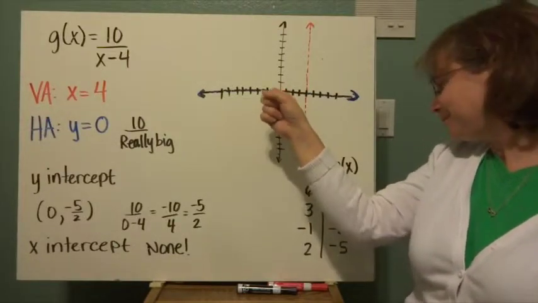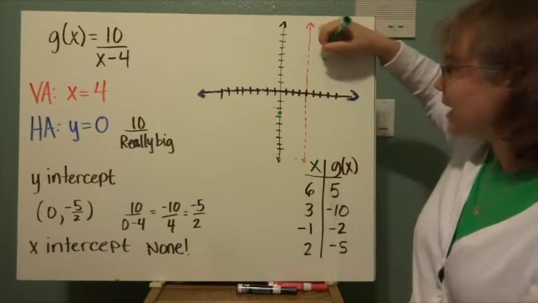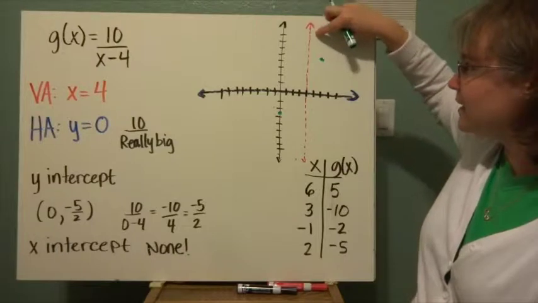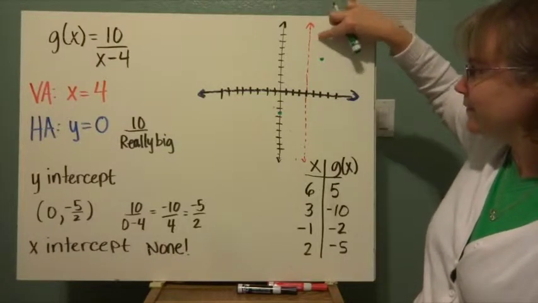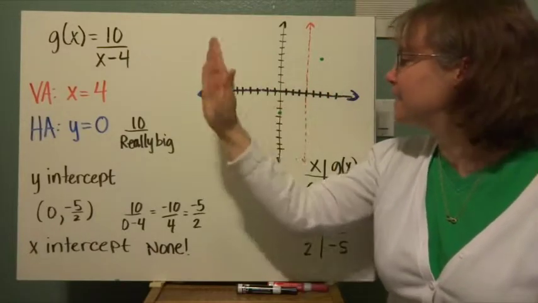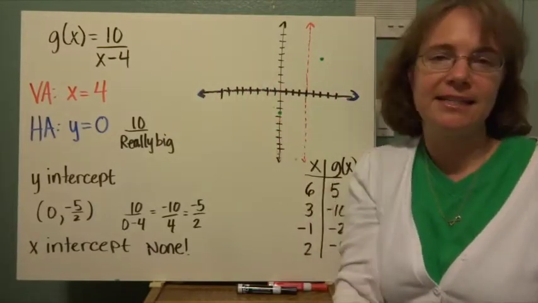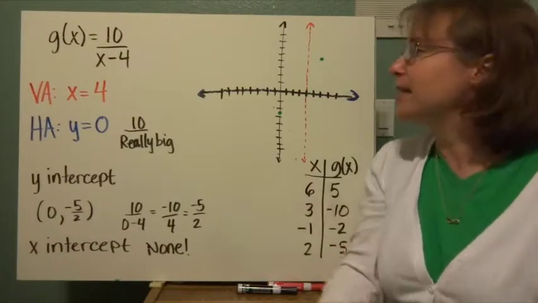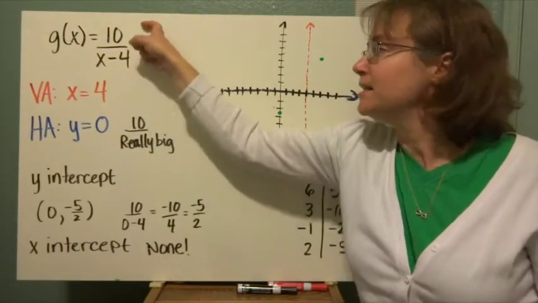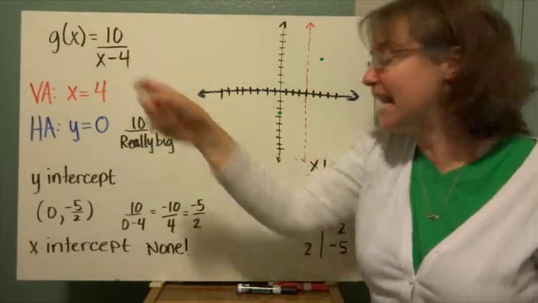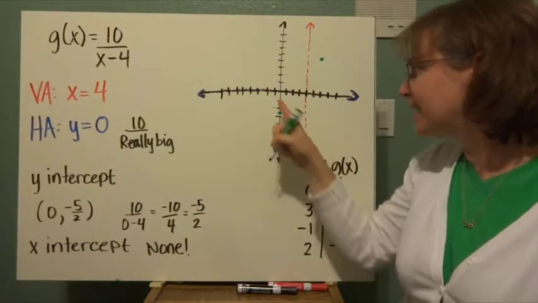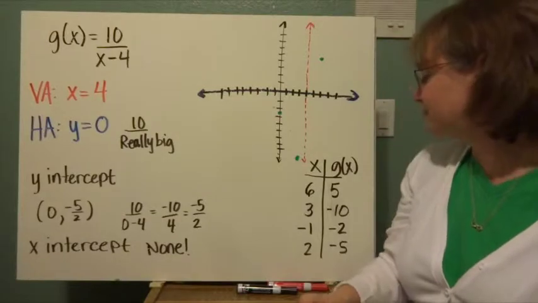So I go over here to 6 and I come up here to 5. So I'm thinking my graph is going to do something like this. It's going to approach both those asymptotes. Now I want to try what's happening on this side to see how quickly it's approaching this asymptote. So I'm going to try a 3. X is equal to 3. I have 3 minus 4. That gives me a -1. 10 over -1 gives me -10. So that's way down here, which I expect because it's approaching that vertical asymptote.